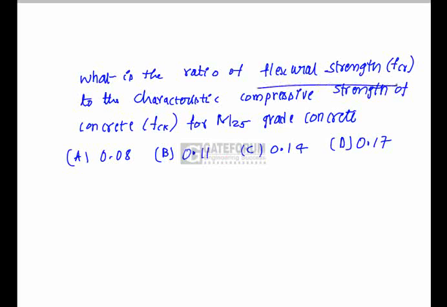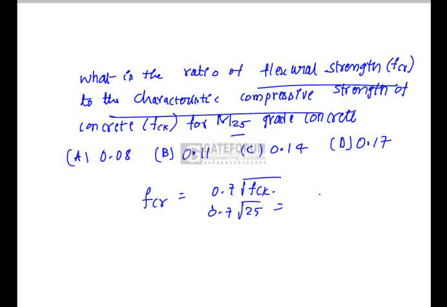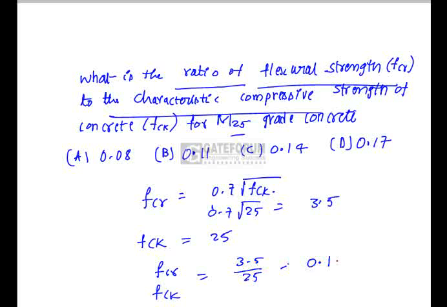We know flexural strength of concrete. What is flexural strength of concrete? FCR is equal to 0.7 root FCK. Characteristic compressive strength FCK was given as 25. 0.7 root 25 is going to be 3.5. The question is the ratio of flexural strength to the characteristic compressive strength. FCR by FCK. FCR is 3.5 by 25. That will be 0.14. So answer C is correct.